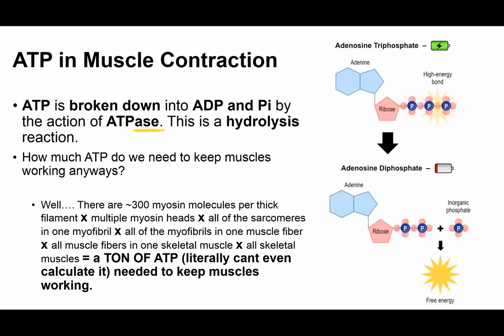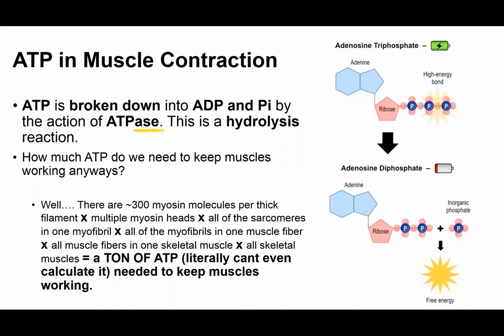And we have to multiply the number of myosin heads by all of the sarcomeres that are in one myofibril. And then we have to multiply all of those sarcomeres on one myofibril by all of the myofibrils that are in one muscle fiber. And then we have to multiply one muscle fiber by all the muscle fibers that are in one skeletal muscle. And then we have to multiply that by all the skeletal muscles that are in the body.